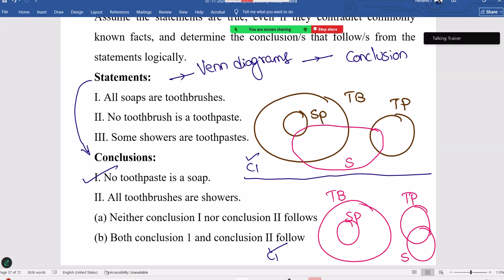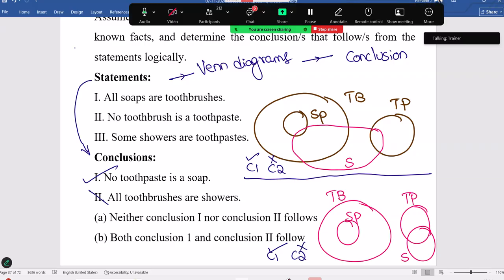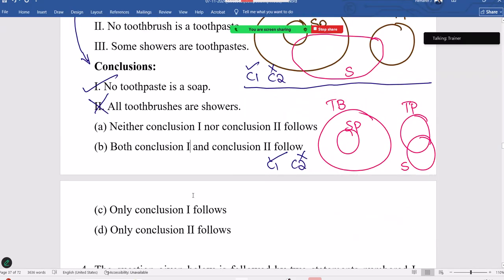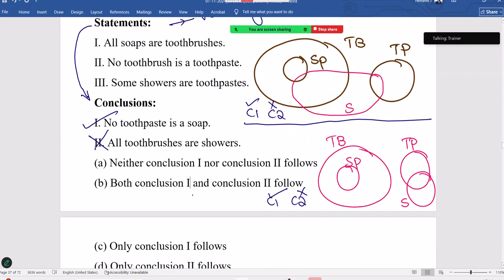Second one: all toothbrush are showers. Some part of toothbrush or showers here it has failed. In fact, here also toothbrush and showers are not at all connected. It's failed in one diagram, so don't consider it. So we came to know only conclusion one is true in all diagrams. So we can say only conclusion one follows.